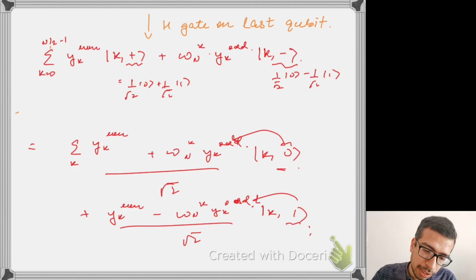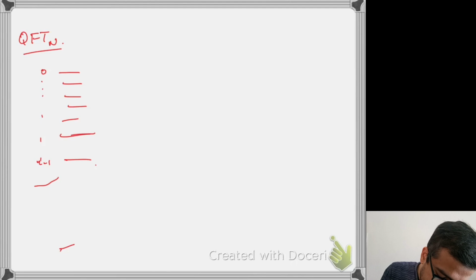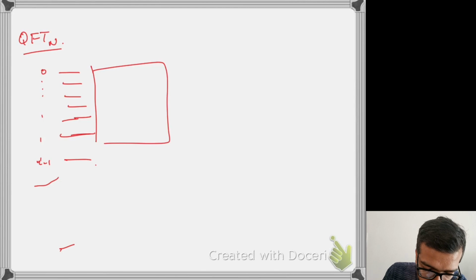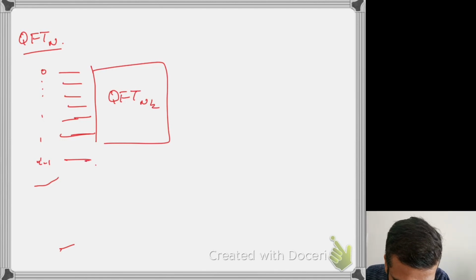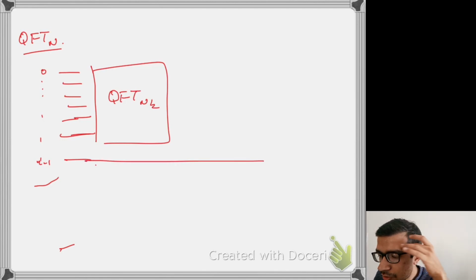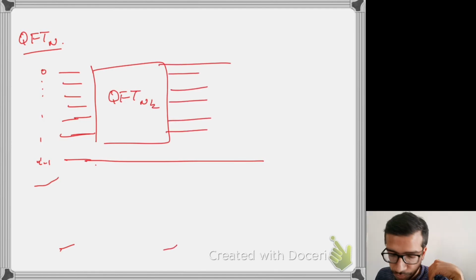So recursively, how the circuit now looks is that if I have to do a QFT on, let's say, capital N, then this is going to have qubits which are indexed by 0, 1, 2, 3 up to n minus 1. So I'll take the first n minus 1 qubits, that is 0 up to n minus 2. I apply QFT sub capital N by 2, and then conditioned on the last qubit, I apply these phases.